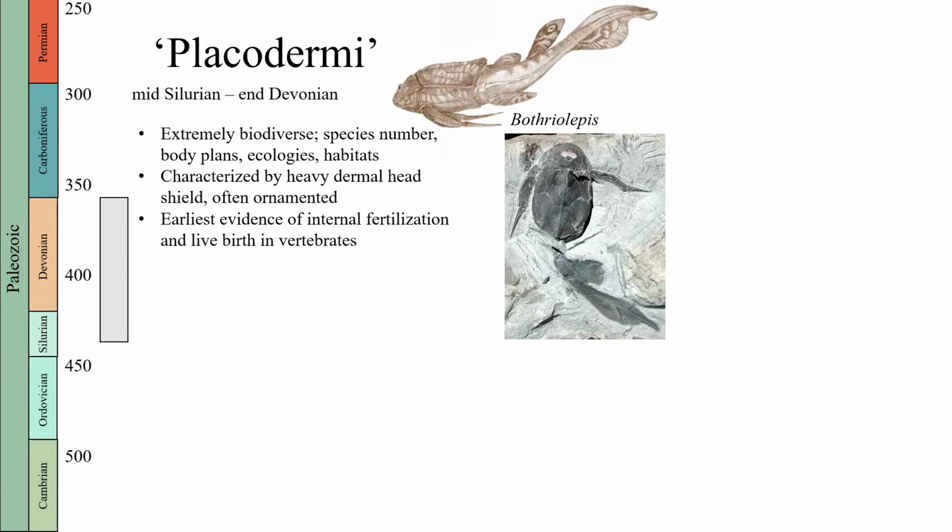Here's more placoderms because I just like to show you how many there are. Bothrialepis is a really, really important animal paleontologically. It has a really long record through the Devonian. That's a genus. You guys are Homo. This is Bothrialepis.